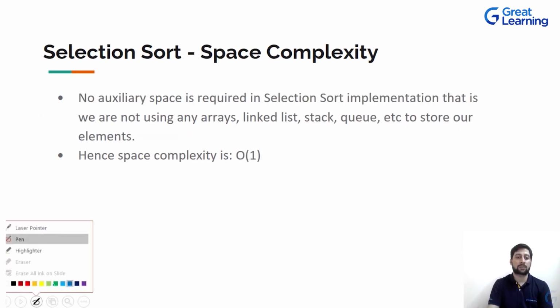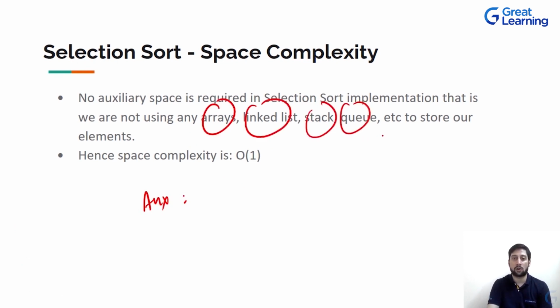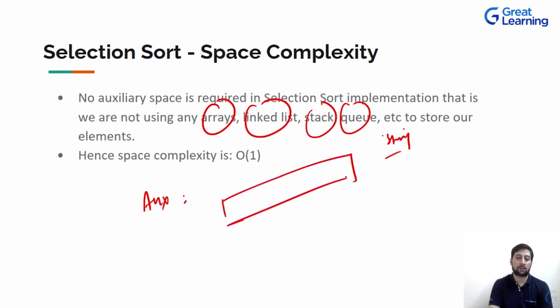Now let's talk about the space complexity of selection sort. Since we are not using any auxiliary memory, which can be in the form of arrays, linked lists, stacks, queues, or even strings, and we are sorting within the array that is provided to us, the space complexity is constant. That means big O of 1, as we are not using any auxiliary memory.